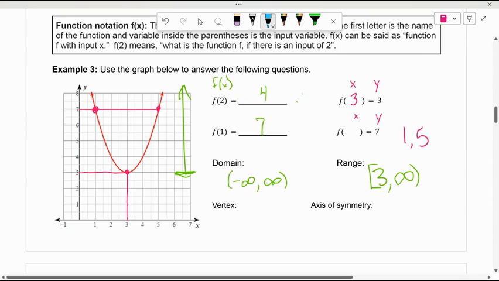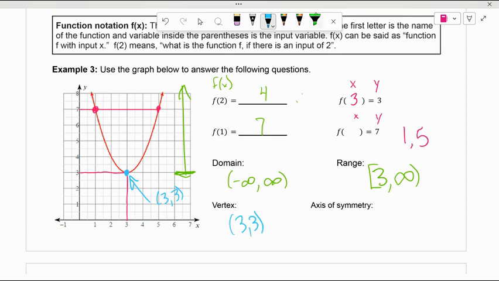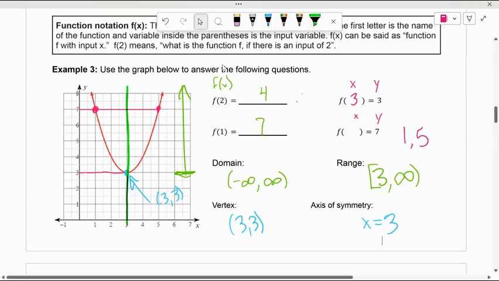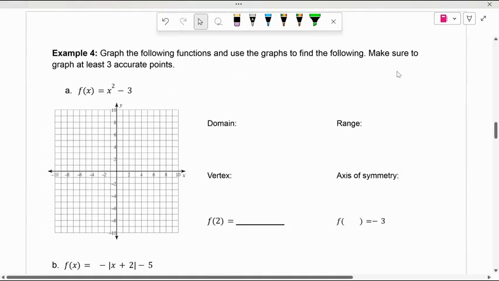And then lastly, the last 2 things, the vertex, hopefully remember from last year, is there. So that's 3, 3. And our axis of symmetry is always going to be the line that goes directly through the vertex. And it's going to be an x equals line, because that's what vertical lines are. Well, what does x equal? Well, if you look at the ordered pair, x equals 3. And that's our axis of symmetry. That's all we need to do there. Keep on moving. Got a couple more examples. Go through them a little bit quicker.